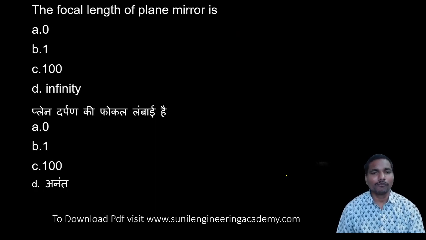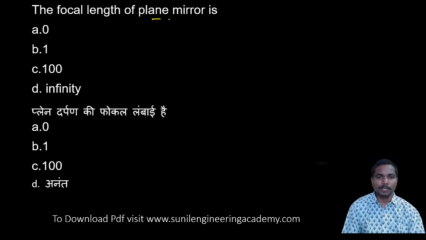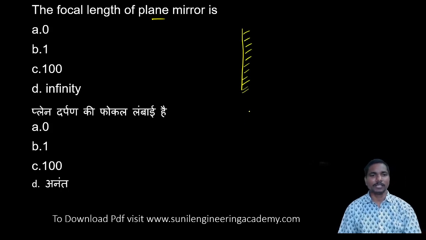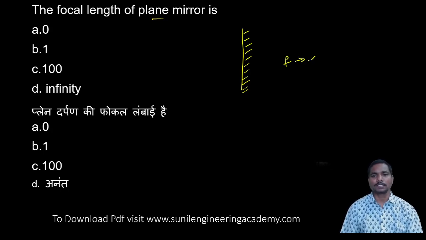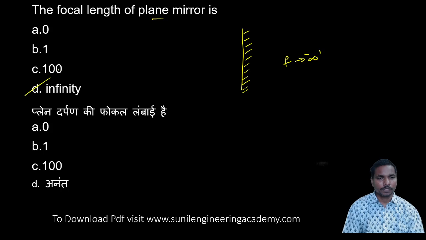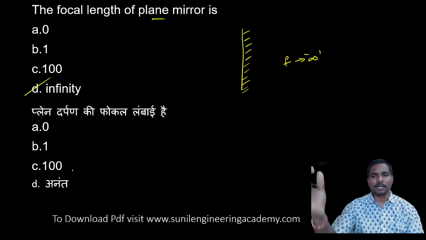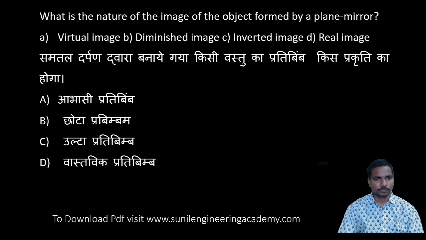Coming to the next question, the focal length of a plane mirror. So a plane mirror is like this. There is no radius of curvature. Radius of curvature is like infinity. So focal length is also considered as infinity. In case of a spherical mirror, it is radius of curvature by 2.